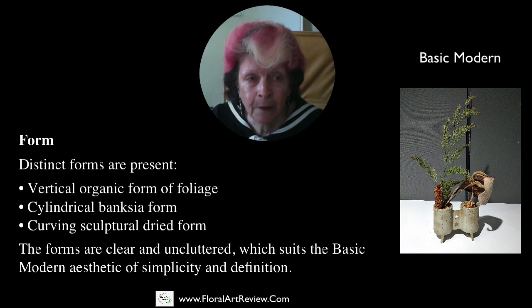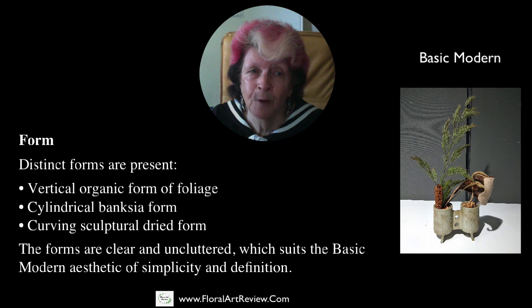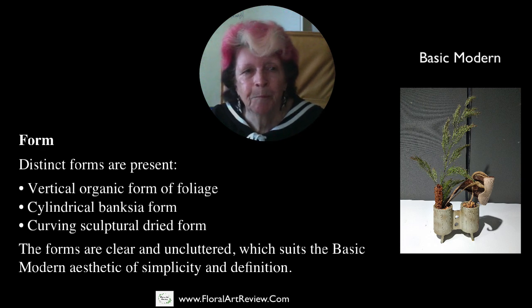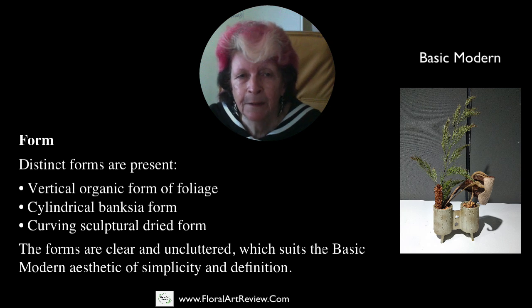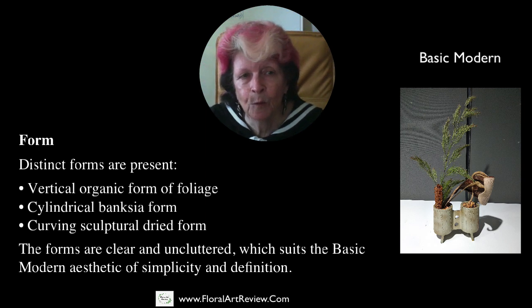Looking at form now, distinct forms are present: vertical organic form of the foliage, cylindrical Banksia form, and the curved sculptural dried form. These forms are clear and uncluttered, which suits the basic modern aesthetic of simplicity and definition. So what I've got there in the form are different forms, but they're not competing with one another. And so the cylindrical form and the curving of the dried material works together, and the vertical form is not.